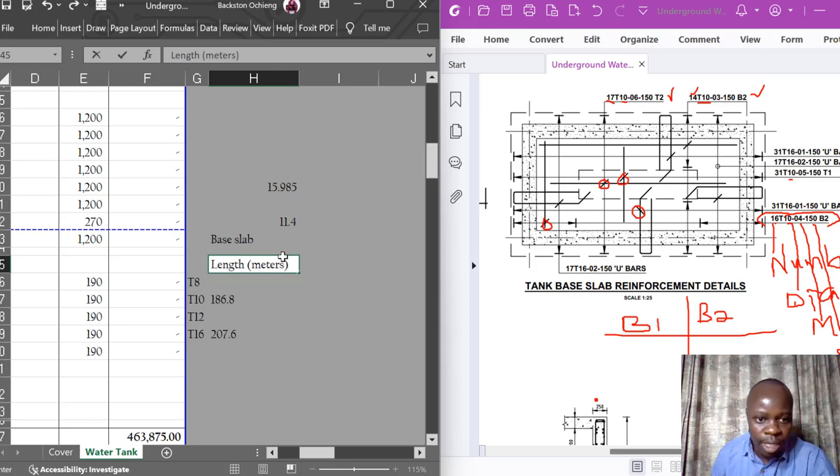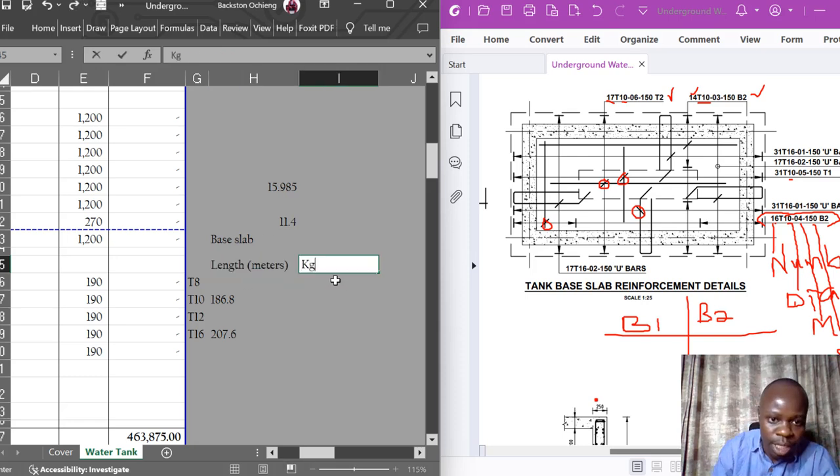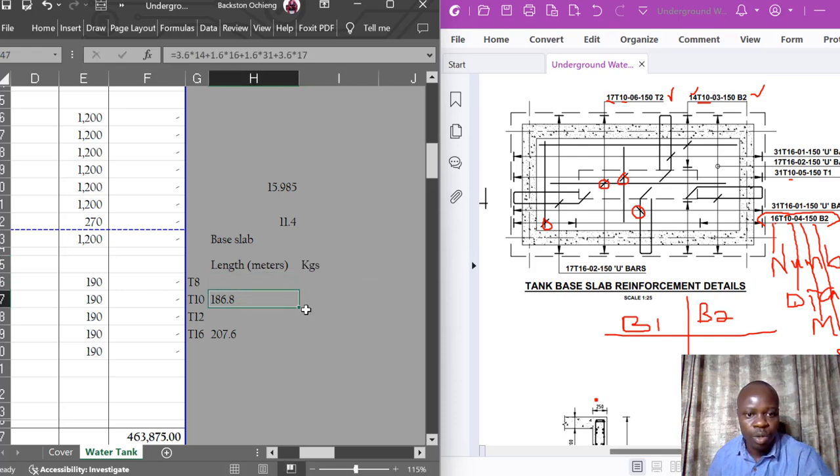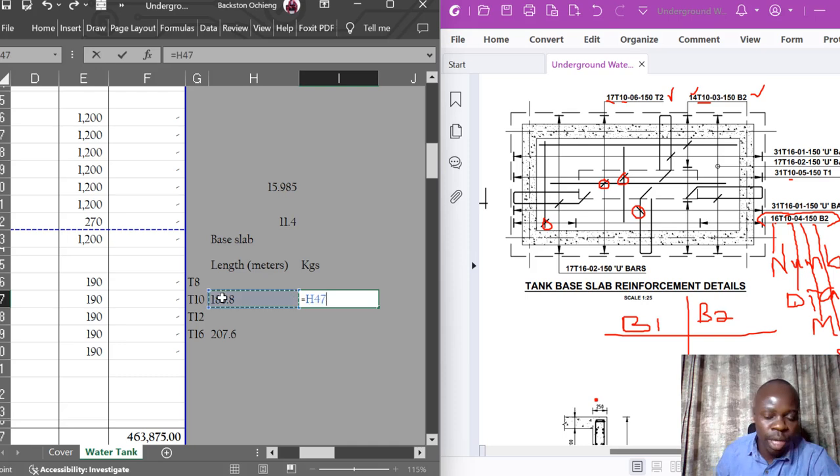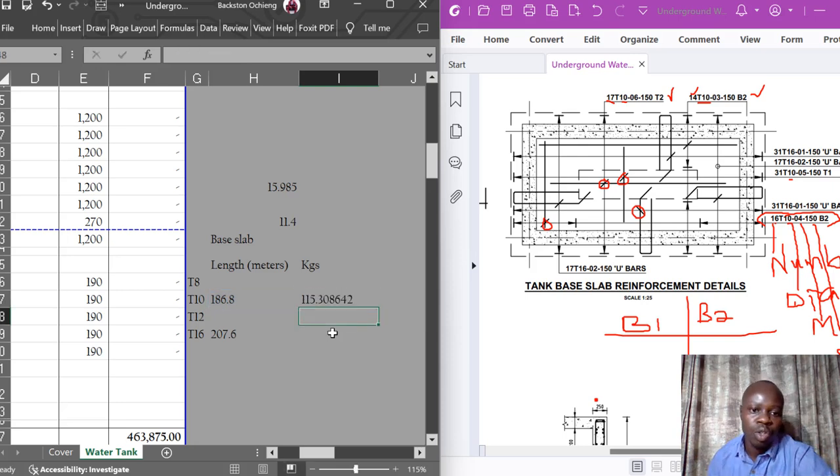Make that length in meters, and then just on the side, let's make it kgs. So we need to convert this total length into kgs. So what you'll do, take that length, then you multiply by the diameter squared. So the diameter is 10 millimeters. So multiply by 10 times another 10, then you divide by 162. The 10 is the diameter, you square it. 162 is a constant for the conversion of the reinforcement from lengths to kgs. That is it. So we have our kgs to be 115.3.